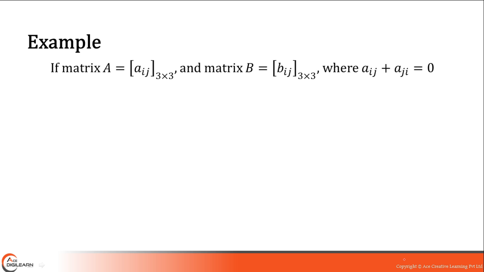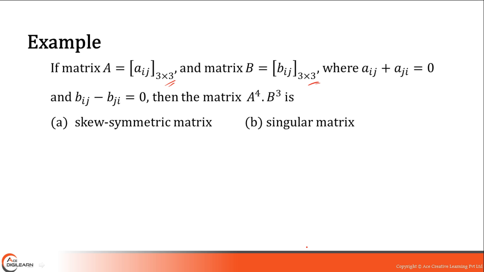Look at an example. A equals a matrix Aij of order 3 by 3 and B equals a matrix Bij of order 3 by 3, where Aij plus Aji equals 0 and Bij minus Bji equals 0. Then the matrix A power 4 into B power 3 is. See the options: skew symmetric matrix, singular matrix, symmetric matrix, and zero matrix. The answer is a singular matrix.